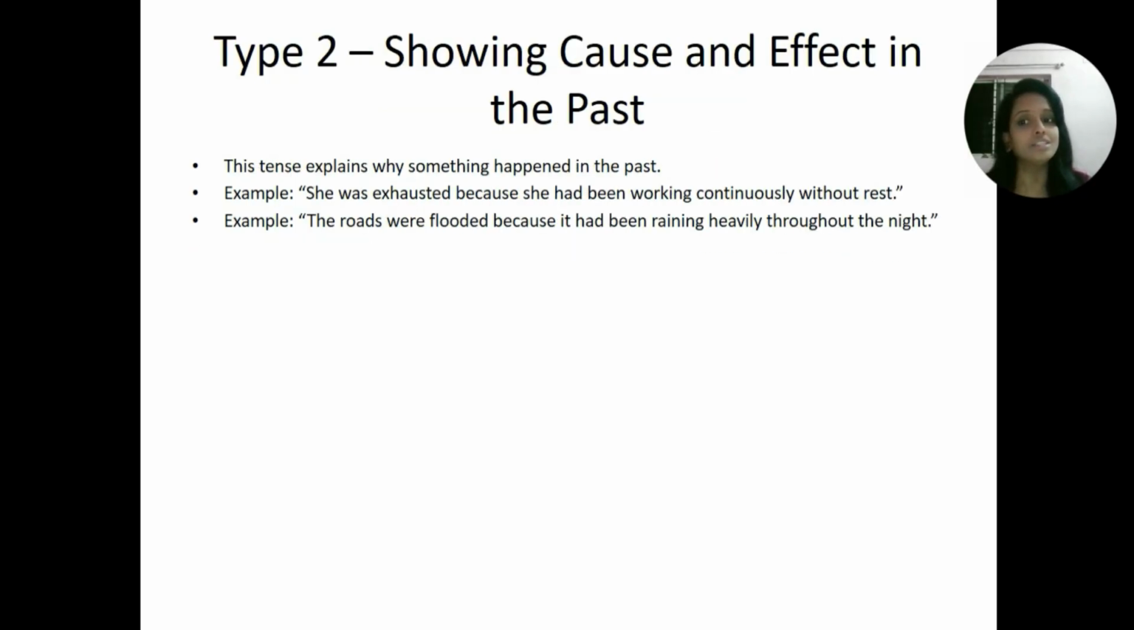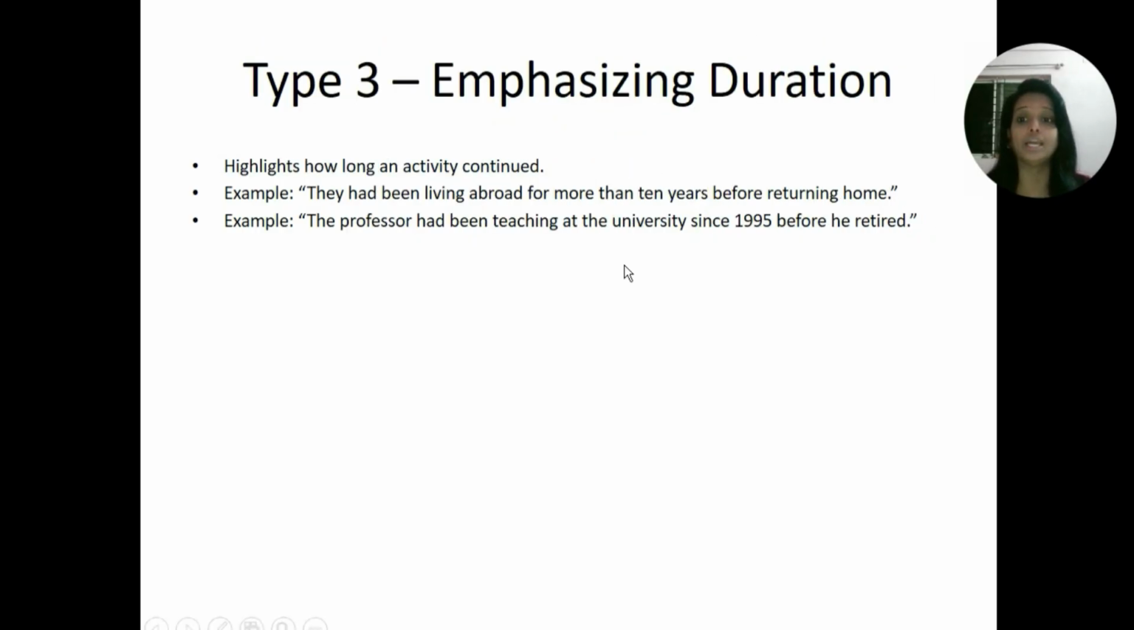Got it? And the second type is showing cause and effect in the past. So this tense explains why something happened in the past, the reason, which we have seen already, right? She was exhausted because she had been working continuously without rest. The cause here is working continuously, and the effect is exhaustion. Okay? And the third type is emphasizing duration. So here, this tense emphasizes how long, the duration. Okay? For example, they had been living abroad for more than 10 years before returning home.